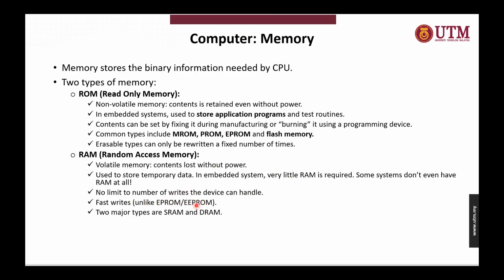And there are two major types of RAM. We have the SRAM and DRAM. Now we have the DDR RAM. We have the DDR, DDR2, DDR3, and DDR4. Right. So this is for the memory.